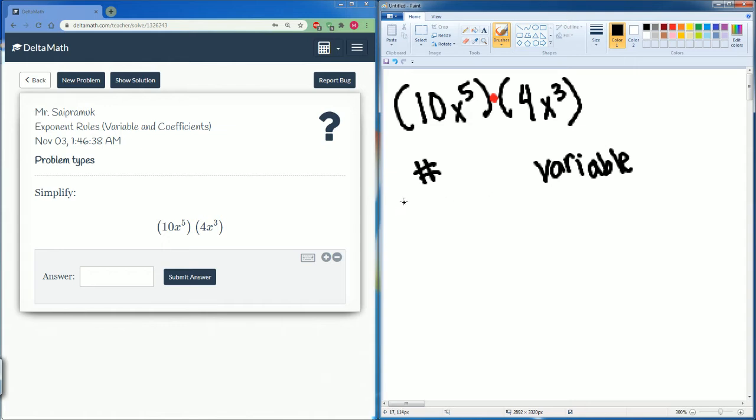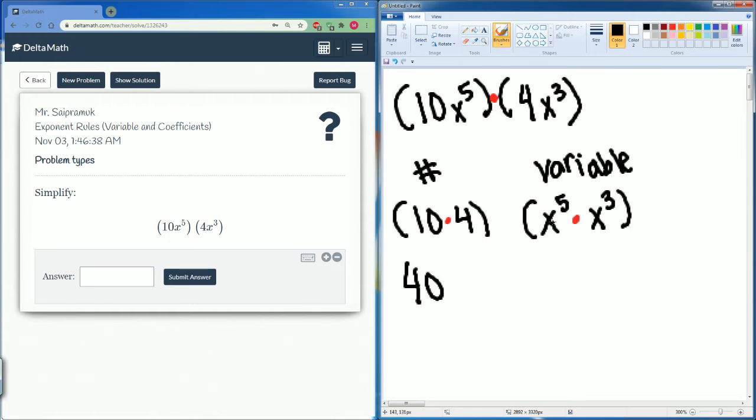So the coefficients are 10 times 4. Then you have the variable part, x to the 5th times x to the 3rd. We already know what 10 times 4 is, which is 40. We just need to know what x to the 5th times x to the 3rd is.